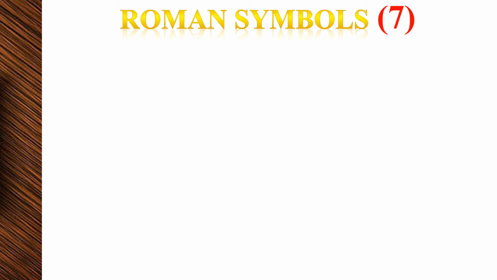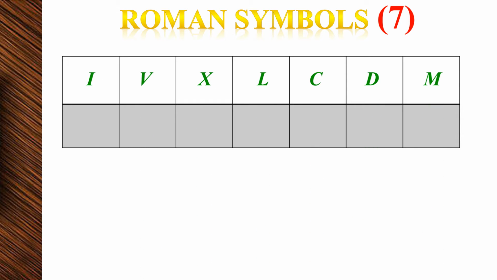Roman symbols are 7 and now you are going to learn about the Roman symbols equal to Hindu Arabic numerals. I is equal to 1, V is equal to 5, X is equal to 10, L is equal to 50, C is equal to 100, D is equal to 500 and M is equal to 1000.